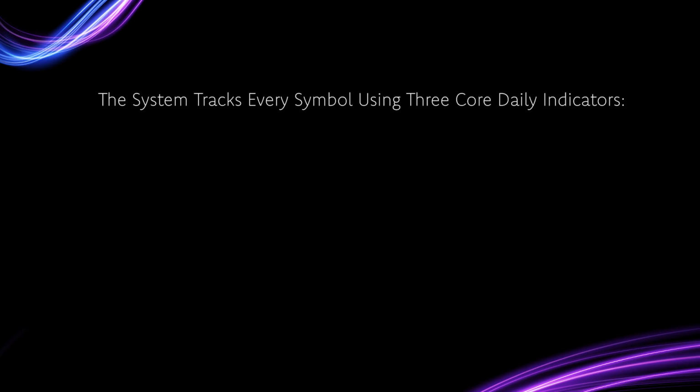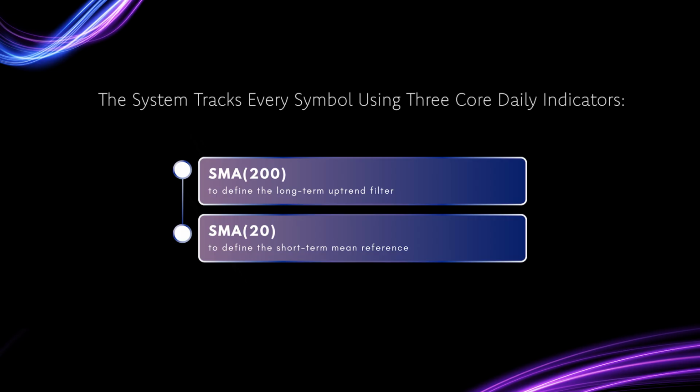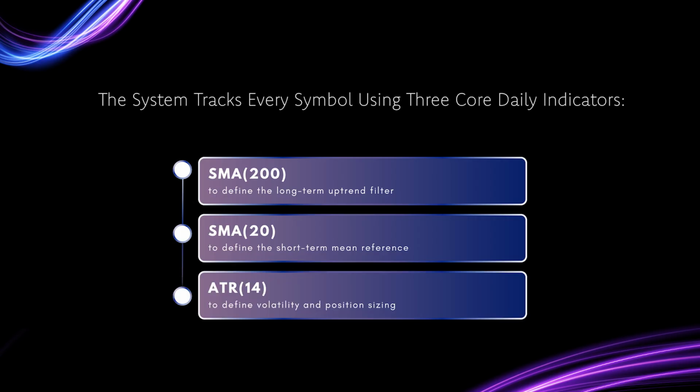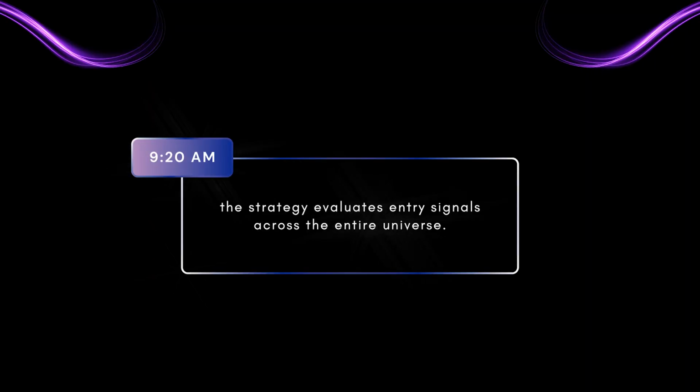Once the universe is ready, the system tracks every symbol using three core daily indicators: SMA 200 to define the long-term uptrend filter, SMA 20 to define the short-term mean reference, ATR 14 to define volatility and position sizing. At 9:20 a.m., the strategy evaluates entry signals across the entire universe.